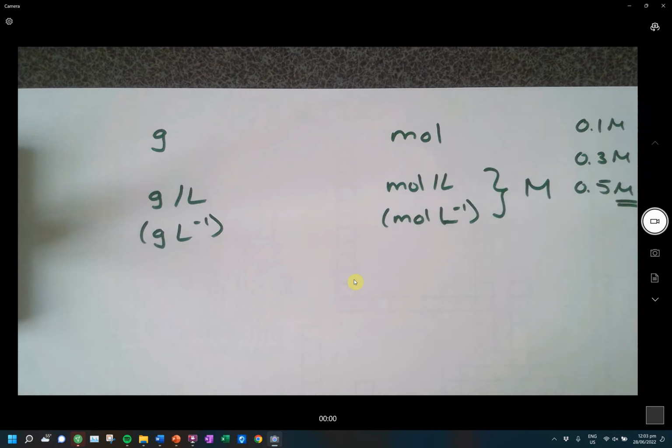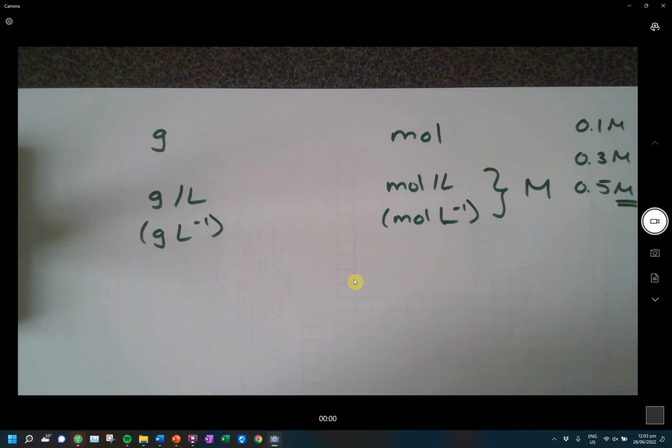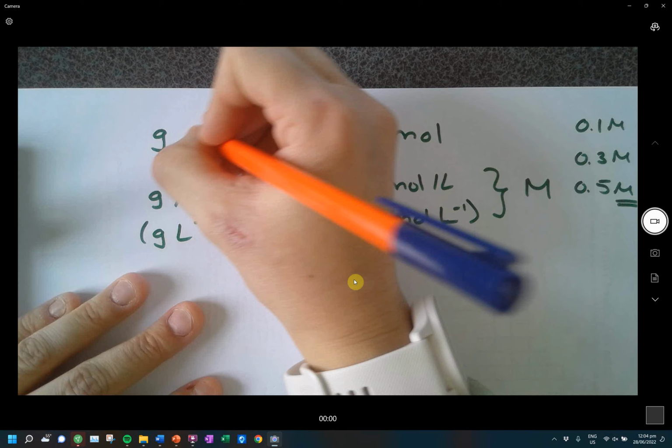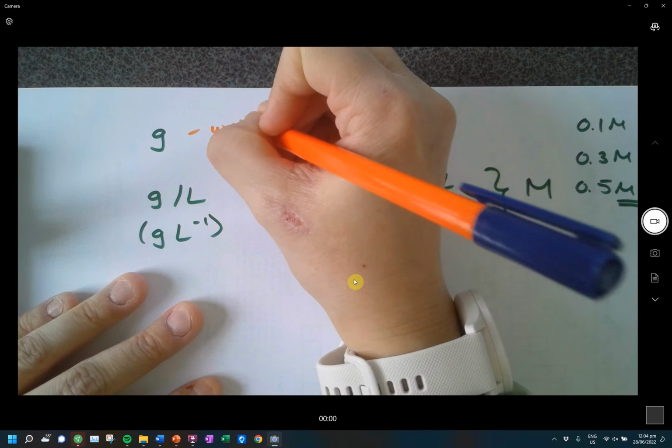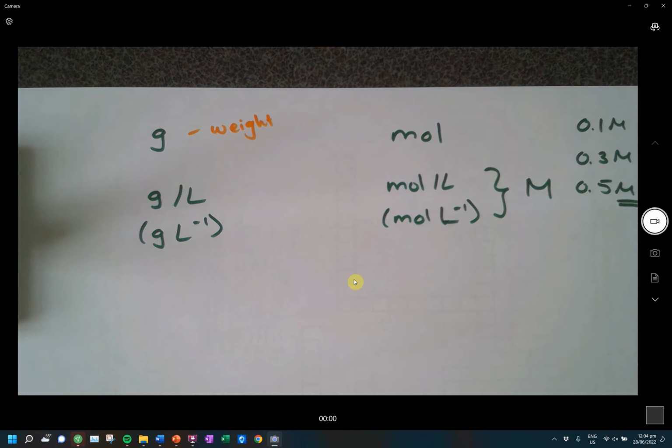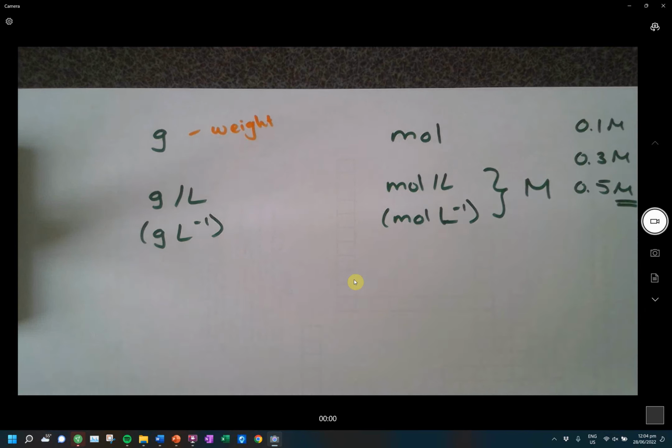You guys have seen grams before, and grams is referring to weight, correct? Yes. So like grams of chicken that you buy at the supermarket, things like that. Or kilograms when you go to the doctor and weigh yourself. So this here is a measurement of weight. Basically, when we're talking about weight, we're talking about mass times gravity.